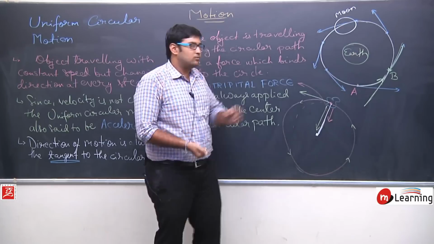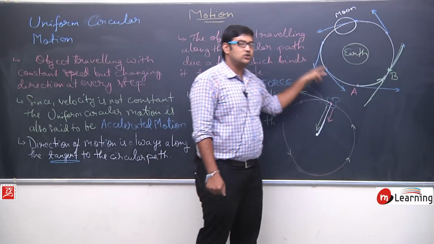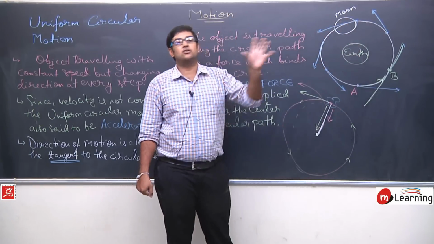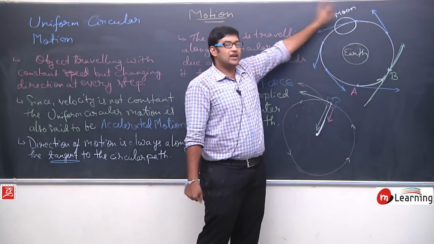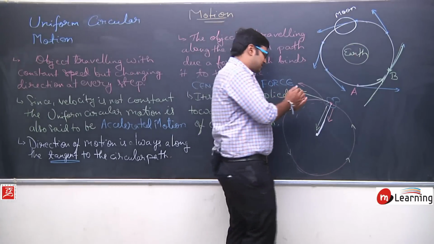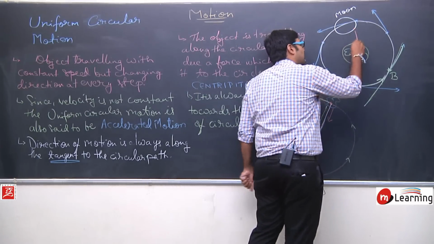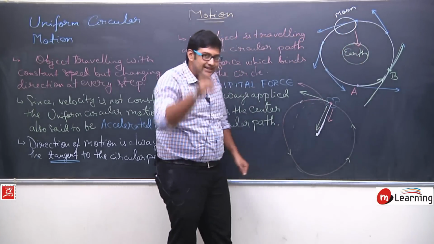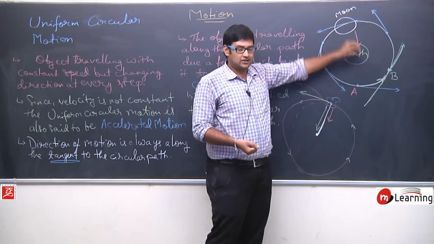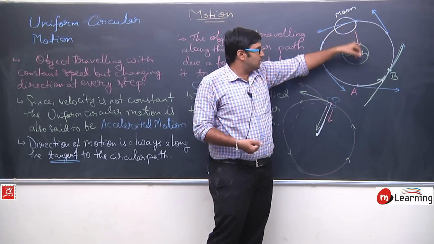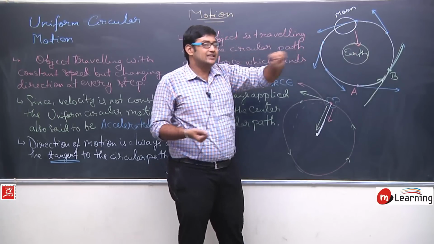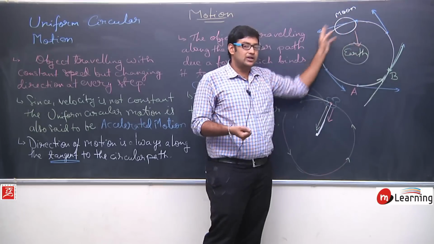So the velocity of the moon is always at the tangent to the circle of this motion, but still the moon is continuously revolving around the earth. Why is it not moving away from its path, or why is it not falling on the earth? The reason is, the earth is applying a force called the centripetal force towards its center. This centripetal force applied by the earth is changing the direction of the moon every time.